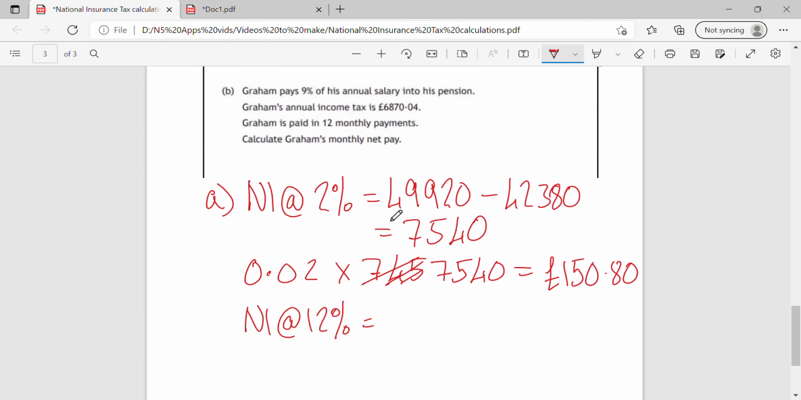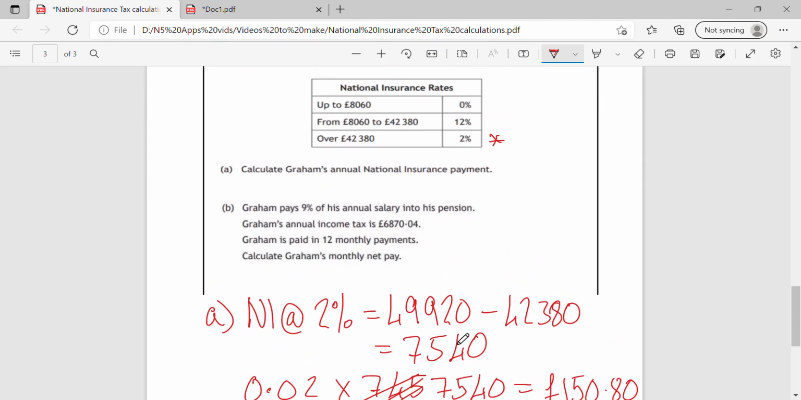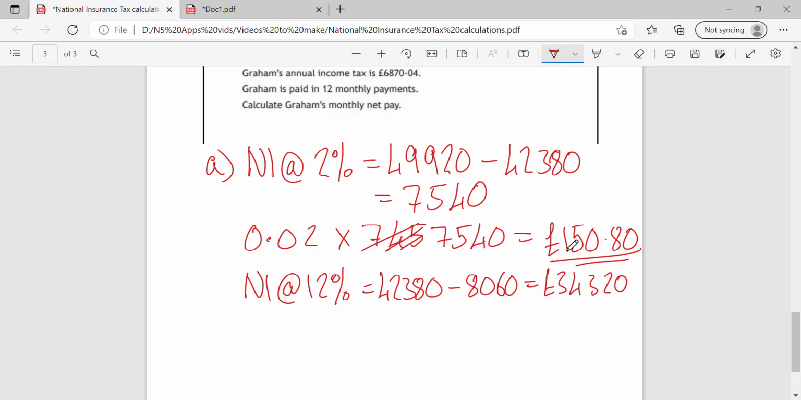So it's 42,380 minus £8,060. And then on that £8,060, he pays nothing, he pays 0%. And the answer for that one is £34,320. So on the amount above is the national insurance of 2%. On that amount there, he pays 12%.